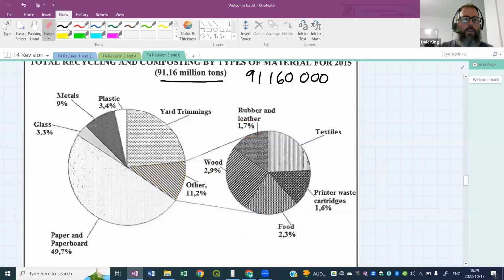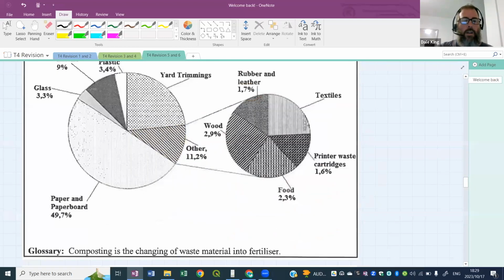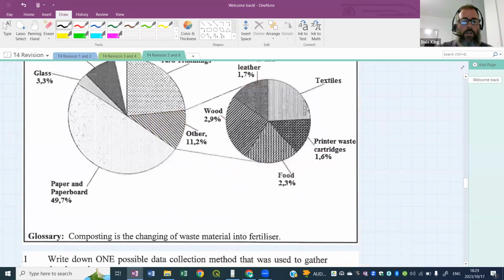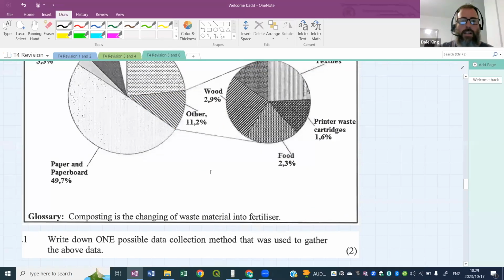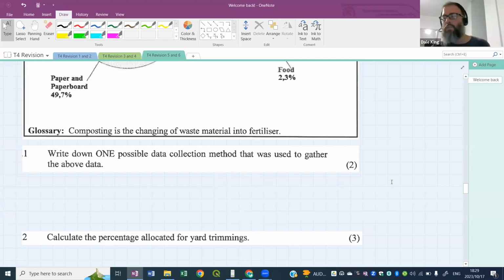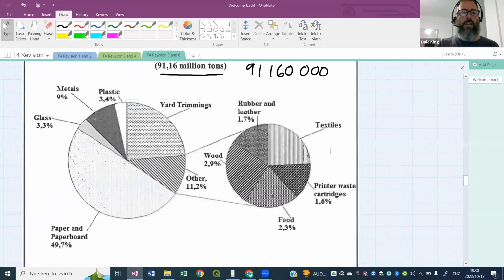Okay, so let's have a look at the questions now. Glossary: composting is the changing of words. All right, we know that. Question 1: write down one possible data collection method that was used to gather the above data. Now this goes back to the data cycle, right? You've got to pose a question or come up with a problem. Then you've got to find a way to collect data about that. I'm not going to tell you how you collect data. What data collection method could have been used to get this data?